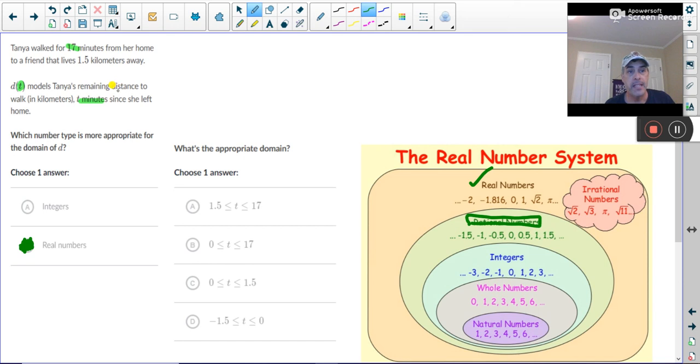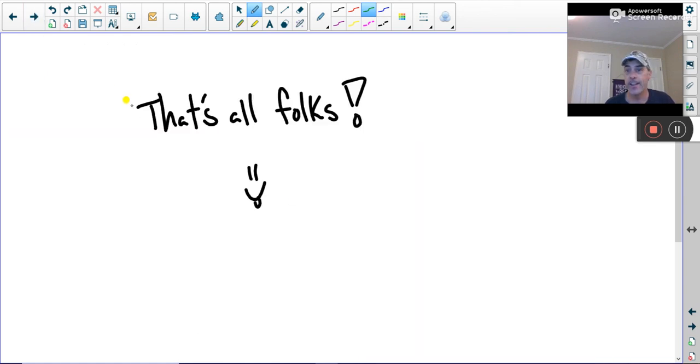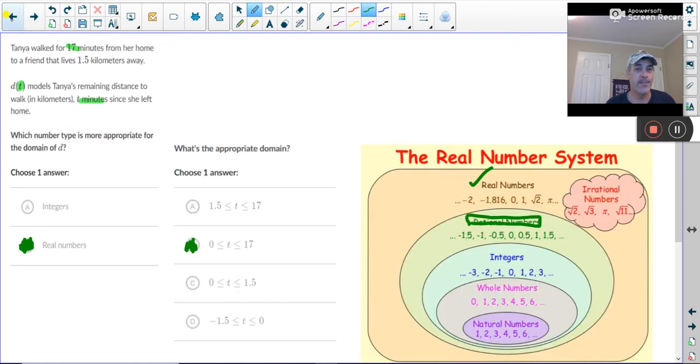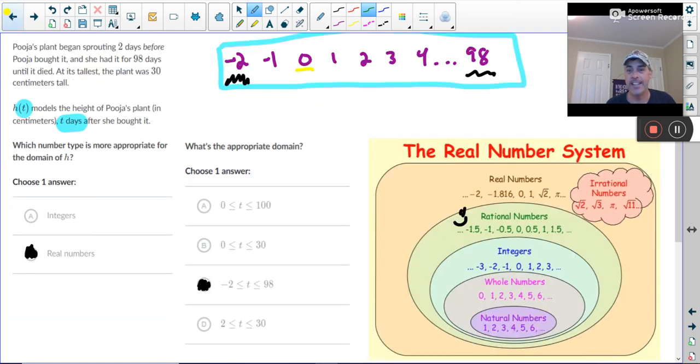Okay, and now we're thinking about, well, Tanya walked away. This is the remaining distance, so we're actually getting less and less time. And so we are going to want this 0 to 17 so that we can describe all possible minutes remaining since she's left. Okay, and I believe that's all, folks. So that was a tough one. There is a lot going on there. We definitely need our real number system for that one.